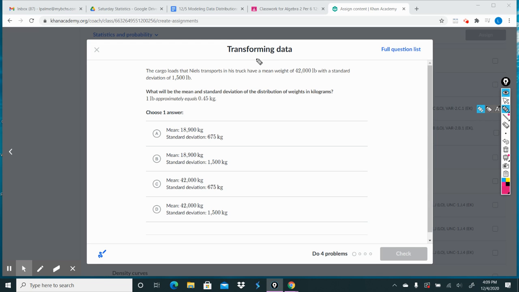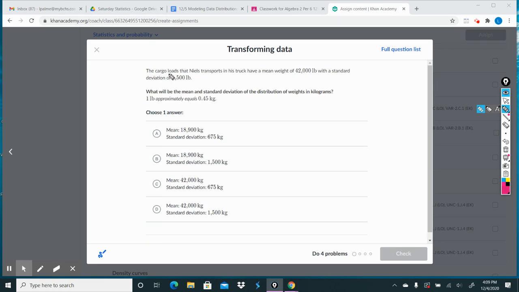Okay, in this video, we are going to be going over transforming data, given different constraints, how the mean and the standard deviation are going to change in regards to what we were given, whether we're going to add or subtract data or multiply our data by a certain constraint, a certain value.